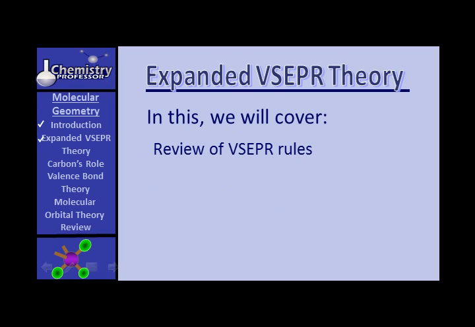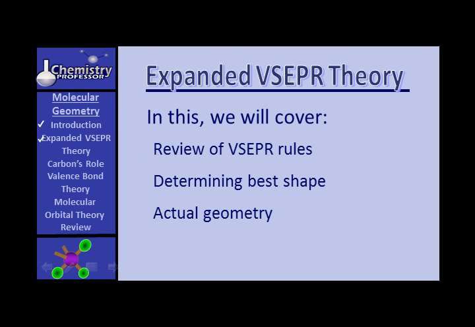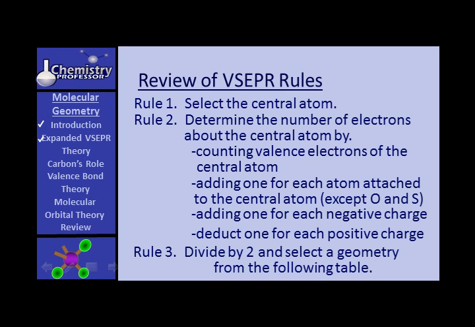In VSEPR, we're going to review the rules, determine the best shape. Now, that is an interesting process. And talk about the actual geometry of the molecule itself. When we look back over the VSEPR rules, you recall these. Rule number 1, you select the central atom. That's the one you have the least number of.